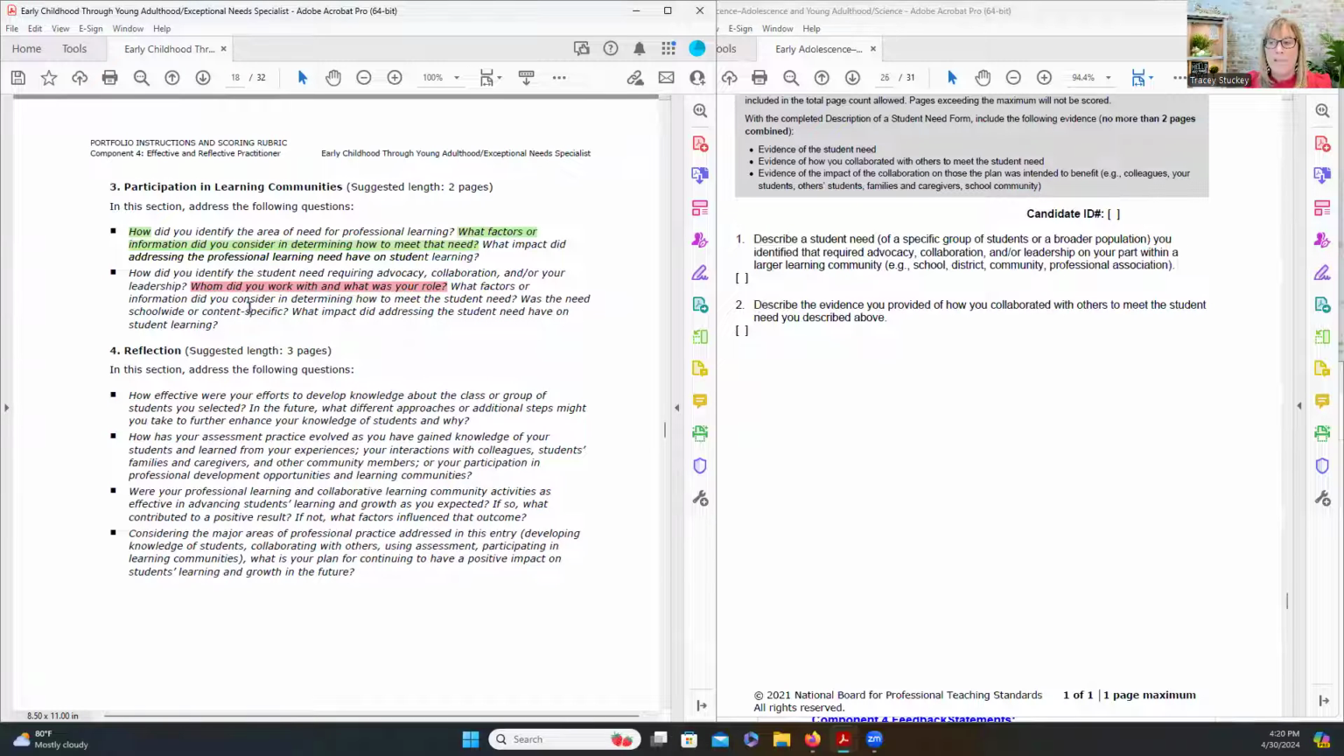What factors or information did you consider in determining how to meet the student need? That's really still description. Was the need school-wide or content specific? Again, still description. What impact did addressing the need have? That is certainly not over here. That's not there. How did you identify the student need? This doesn't ask how you identified the student need. It simply asks you to describe the student need.